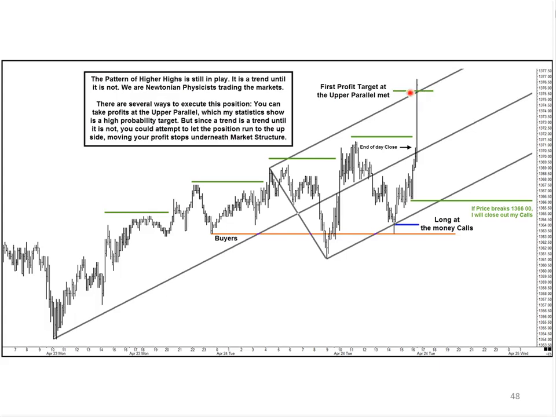And so we call this blue to blue. If it goes from the lower parallel to the upper parallel, that's blue to blue. And that's the first profit target for me. So you could jump out here. The pattern of higher highs is still in play. It's a trend until it is not. Remember, we are Newtonian physicists trading the market. It's a trend until it's not. What's another Newton's law? A body in motion tends to stay in motion. How does that apply to trading? Trends are a trend until they're not. We don't want to get into forecasting.